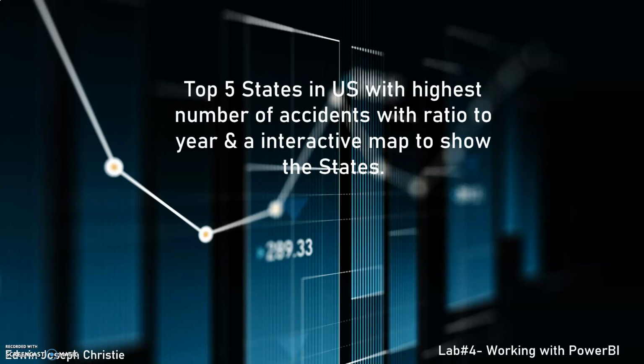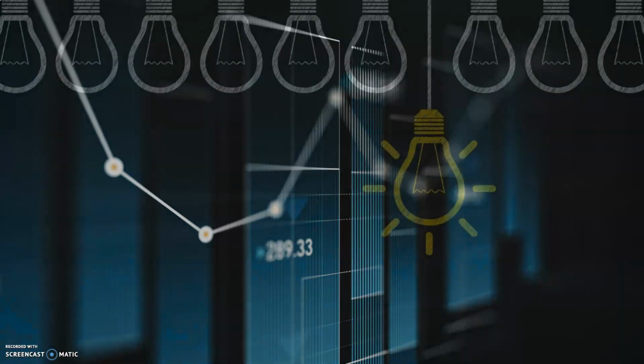This is Lab 4 working with Power BI for my Business Intelligence Tools class. Today in my presentation, I'll be showing you the top 5 states in the US with the highest number of accidents, with ratio to the year. And I'll also be doing an interactive map to show the states. When you click on the chart, it automatically updates the map and shows the values. So let's get started.